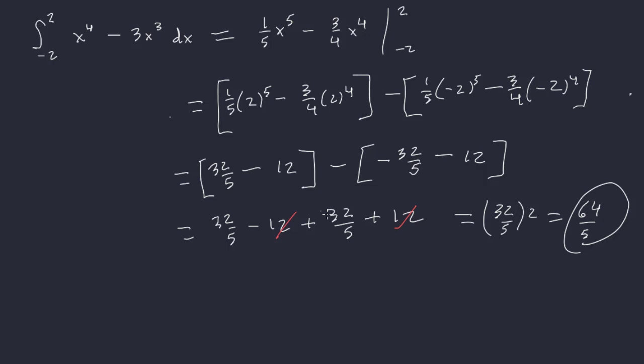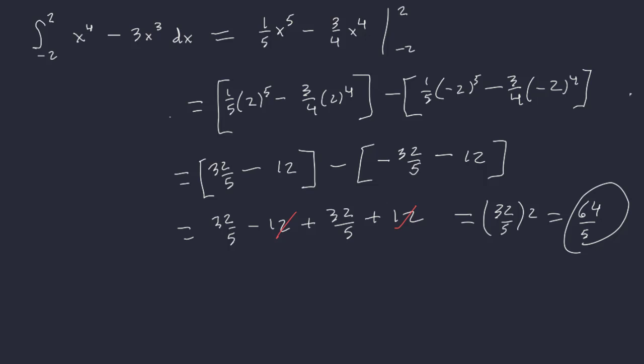However, notice the 32/5 part came from the even function, and we ended up with 2 of those, and the 12 came from this, which is an odd function, and they canceled out.